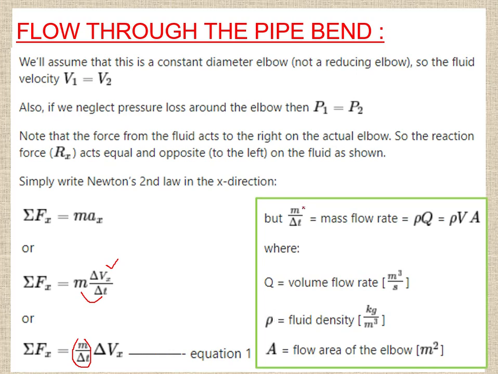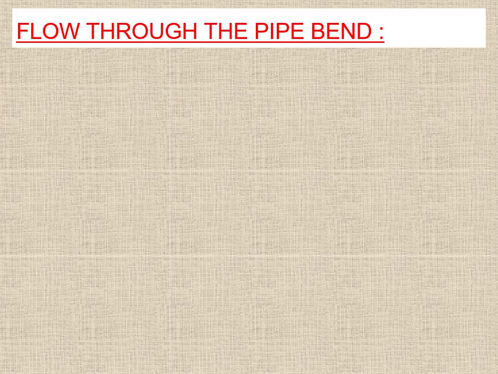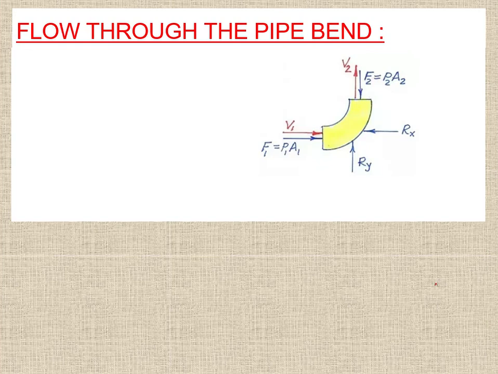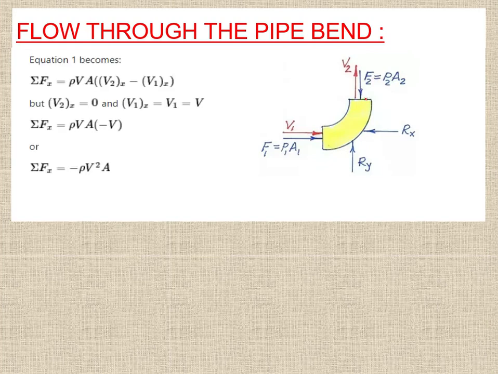We know that mass over time, the mass flow rate, will be equal to rho V A, where Q is the mass flow rate, rho is the density, and A is the flow area or cross-section area. Here is the sketch, and you can see all the forces which are acting on the elbow due to the fluid.